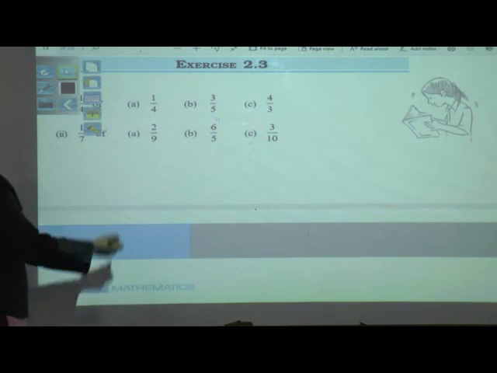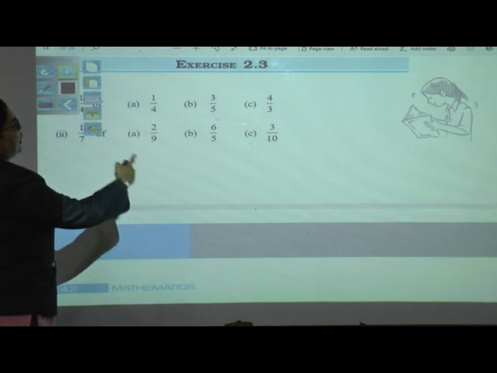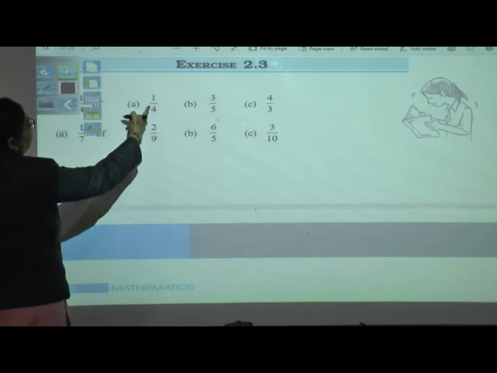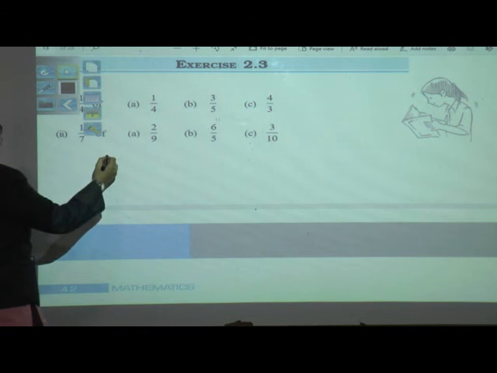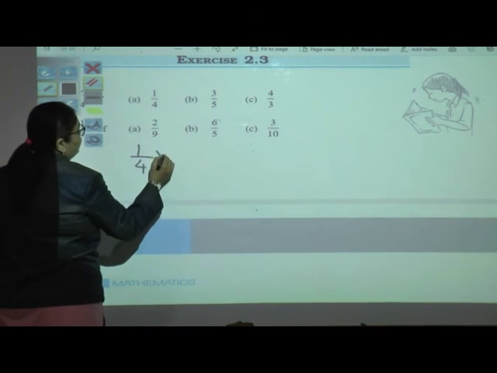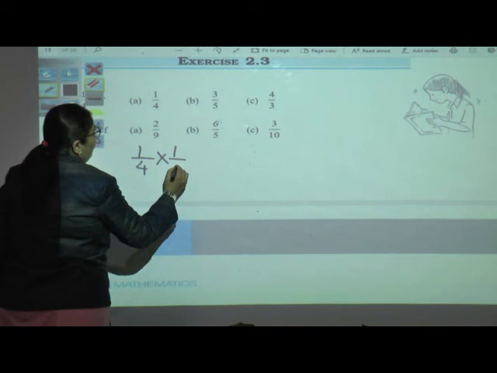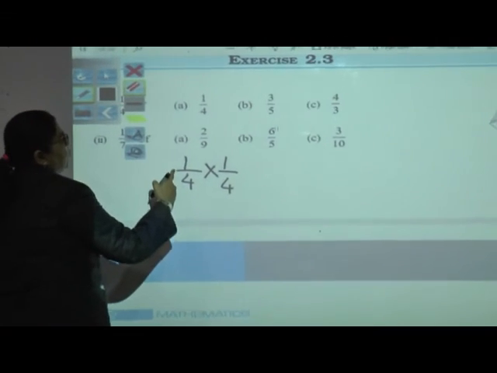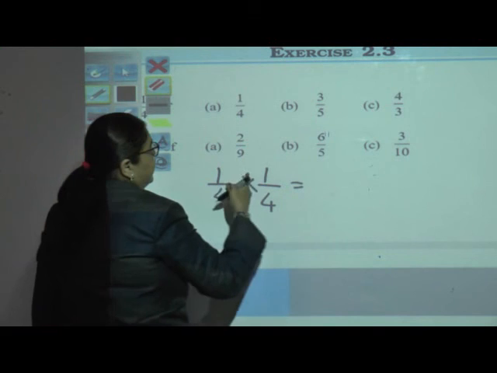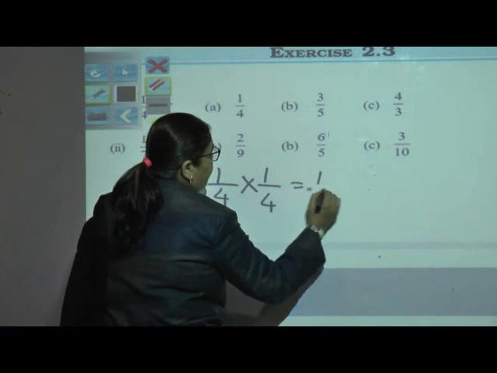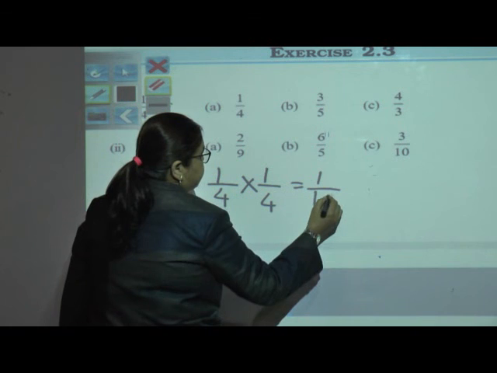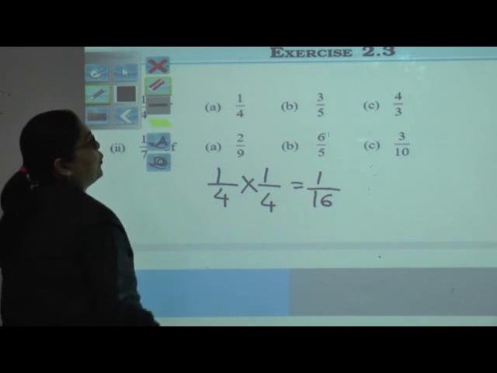What we had seen in the previous example, similarly here we have some examples, that is 1/4 of 1/4. What does it mean? We have to do the multiplication, I told you again, product of numerators, that is 1 multiplied by 1 is 1, 1 1s are 1, and 4 multiplied by 4, that is 4 4s are 16. It is 1 upon 16.